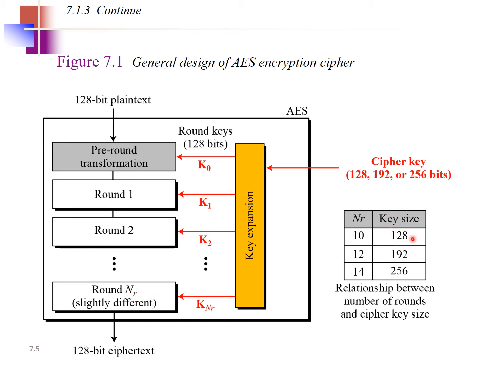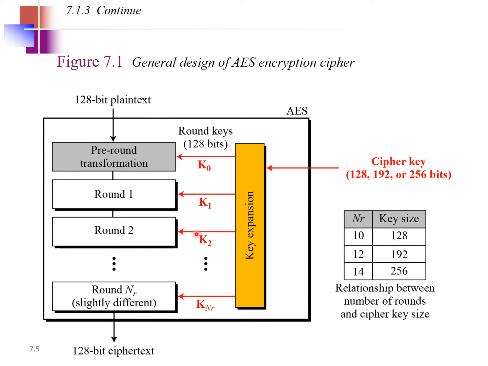If the key size is 128 bit, the number of rounds will be 10. If it is 192, it will be 12. If the key size is 256, the number of rounds will be 14. So in the AES encryption part, there are NR rounds. Before the rounds, there is a pre-round operation, also known as the initial round operation. So these are the major parts in an AES encryption process.